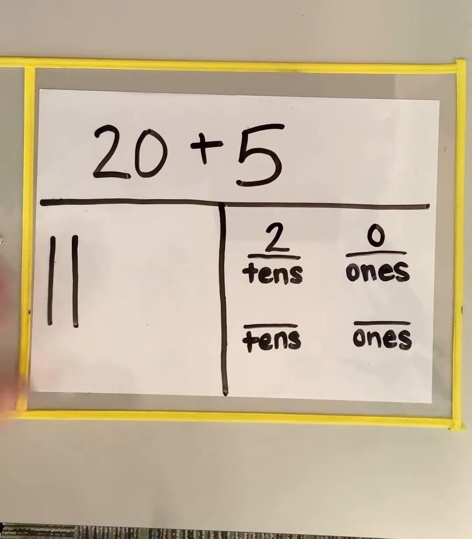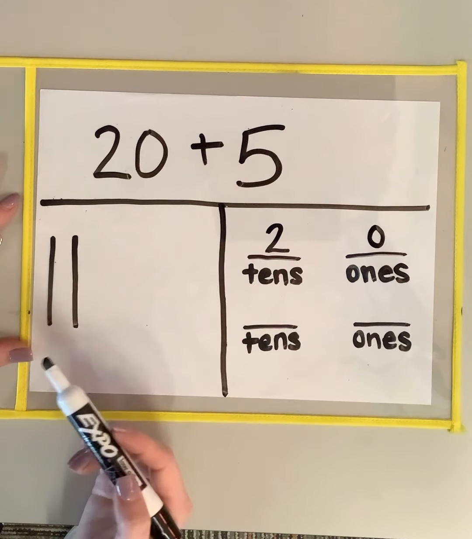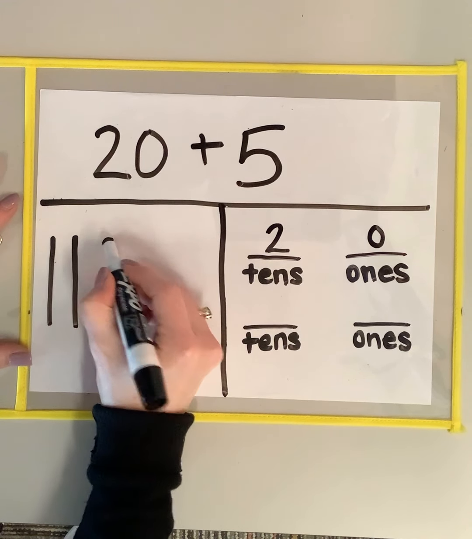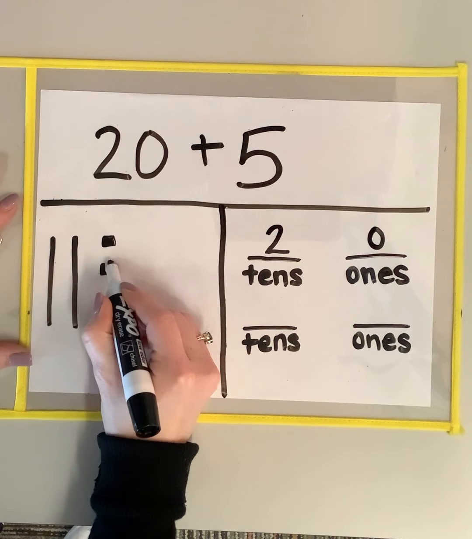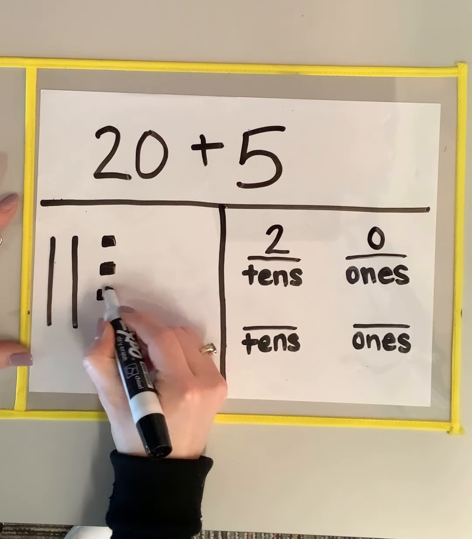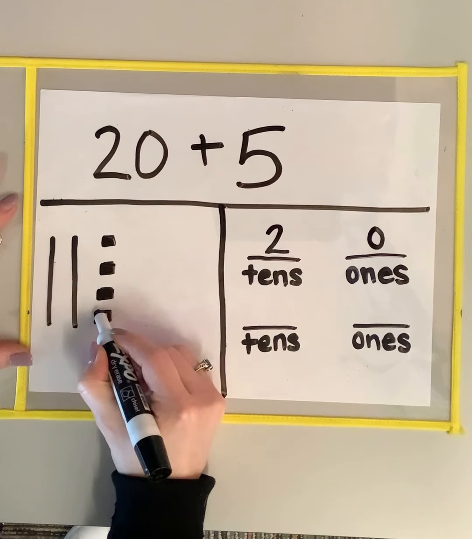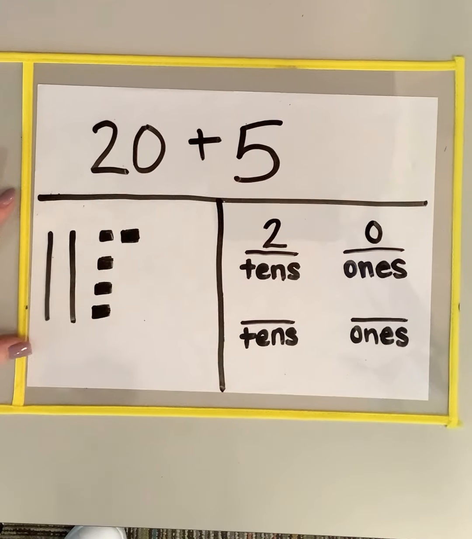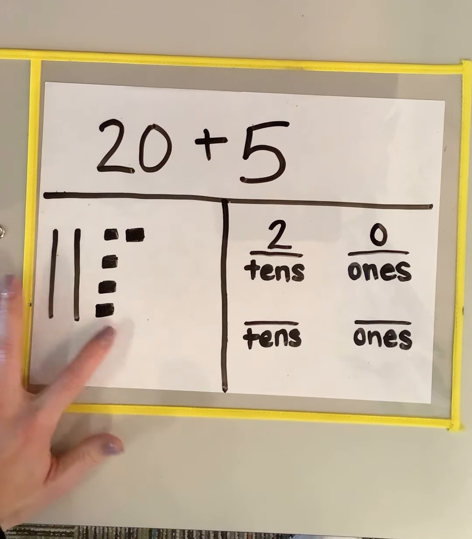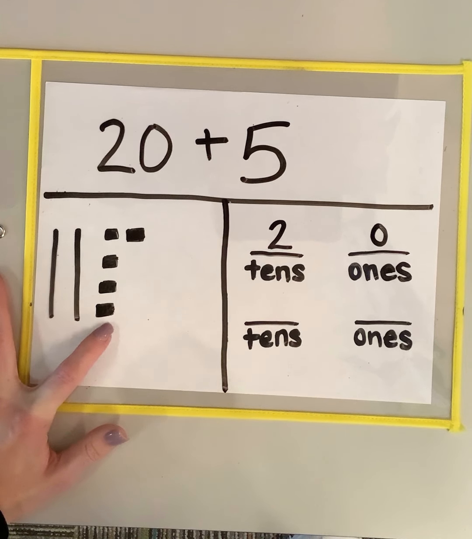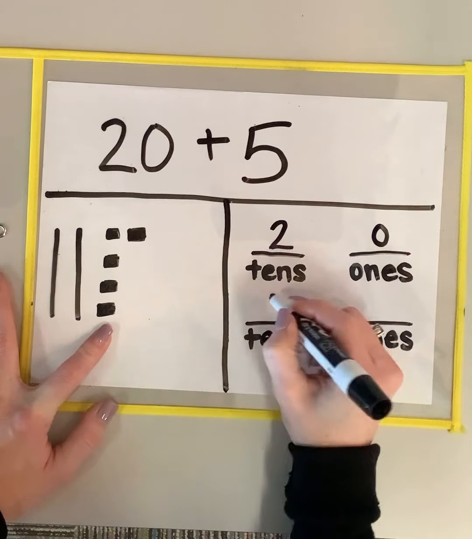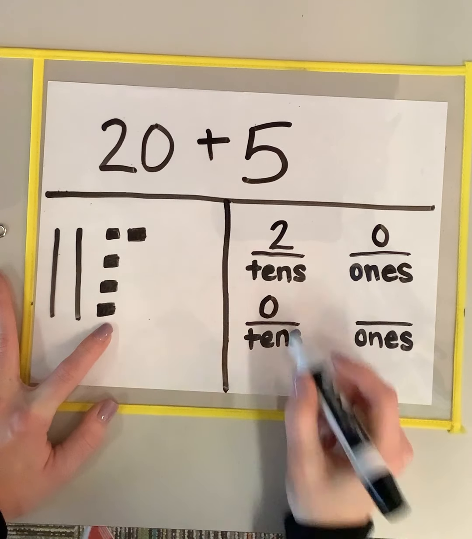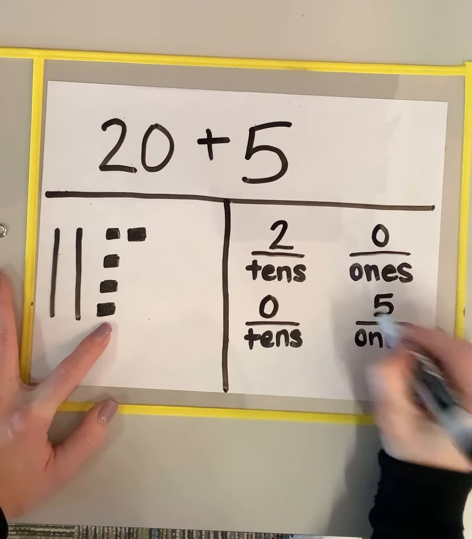So I'm starting with 20, and I'm gonna add 5. So now I need you to come over here and draw 5 ones cubes. 1, 2, 3, 4, 5. Okay, I added 5 ones cubes. So over here, I know that means I have 0 in the tens, and there's 5 ones.